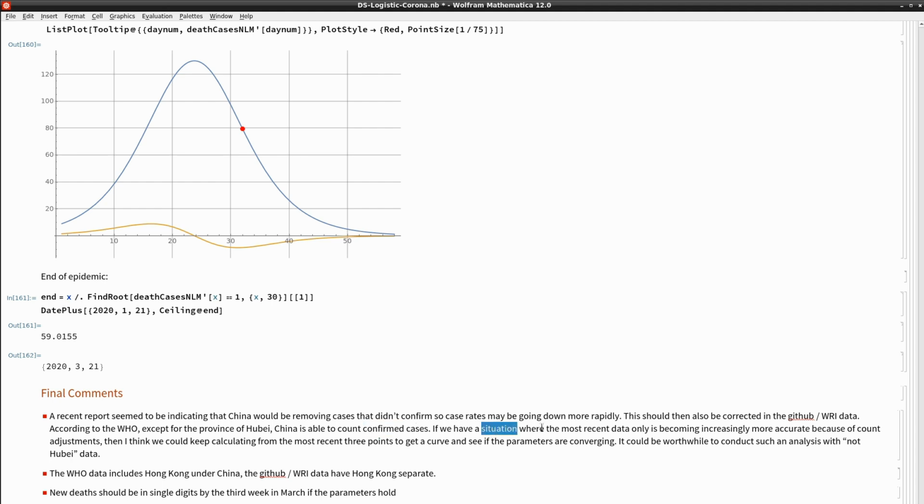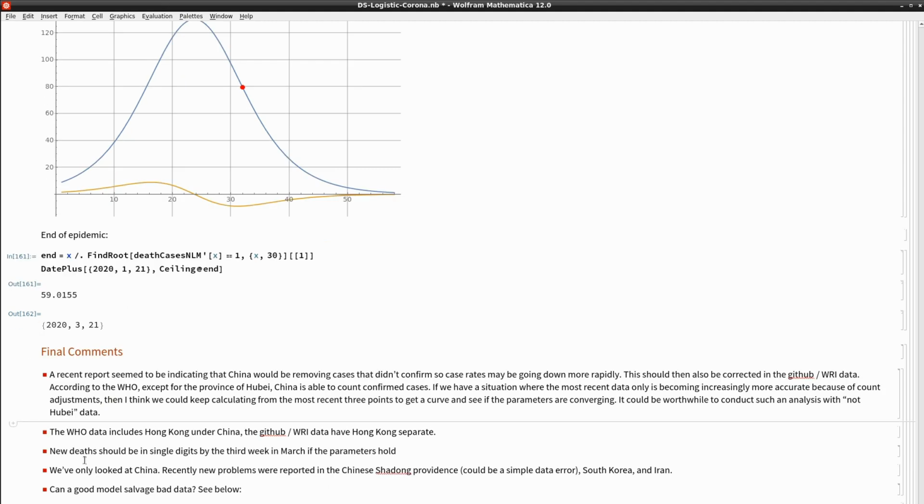If we have a situation where the most recent data only is becoming increasingly more accurate because of count adjustments, then I think we could keep calculating from the most recent 3 points to get a curve and see if the parameters are converging. And I think it would also be worthwhile to conduct such an analysis with the data that excludes Hubei. Overall, I think that would be a great data improvement. I also point out that the WHO data includes Hong Kong under China, whereas the GitHub and the Wolfram Research data have Hong Kong separate.